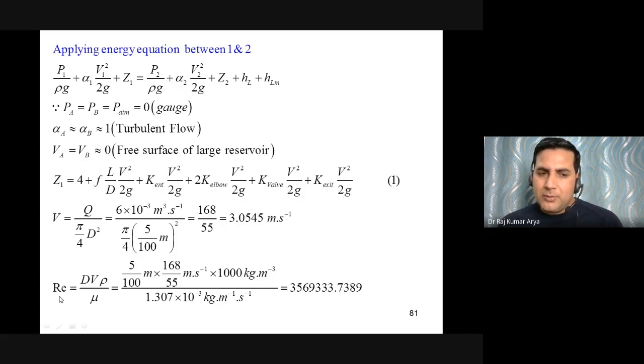After that, you calculate the Reynolds number, RE, which is D V rho by mu. So you put the value of your diameter, the velocity you have just calculated, density you know is 1000, viscosity is given to you, 1.307 into 10 to the power minus 3. Substitute this here, and you get the Reynolds number, 35 lakh something, 35,69,333 something.